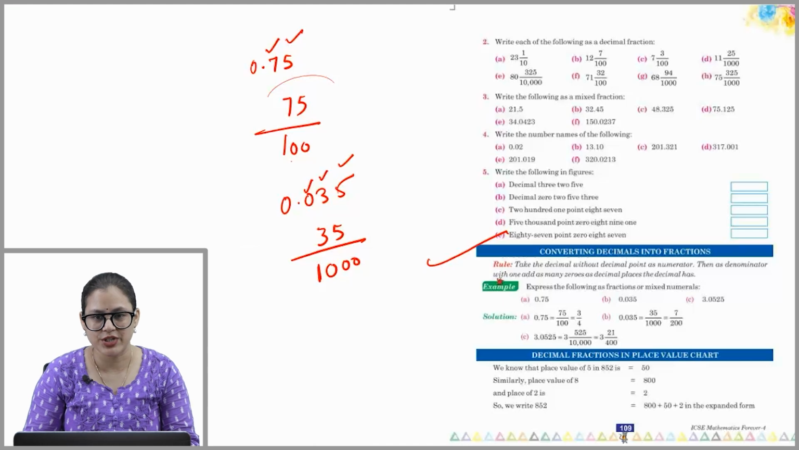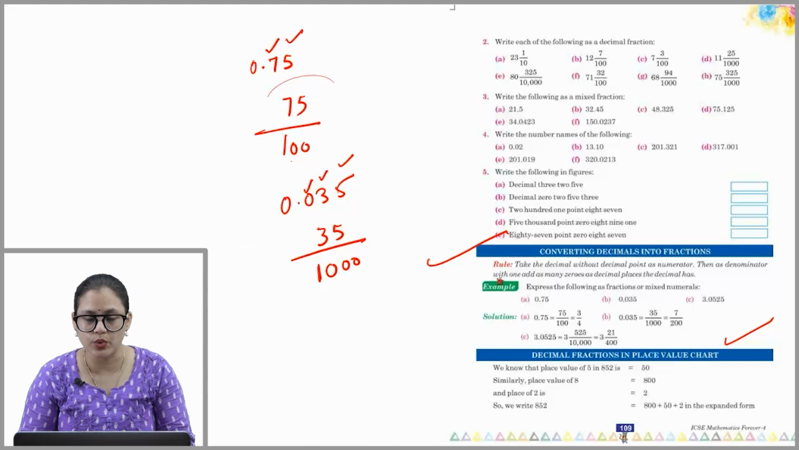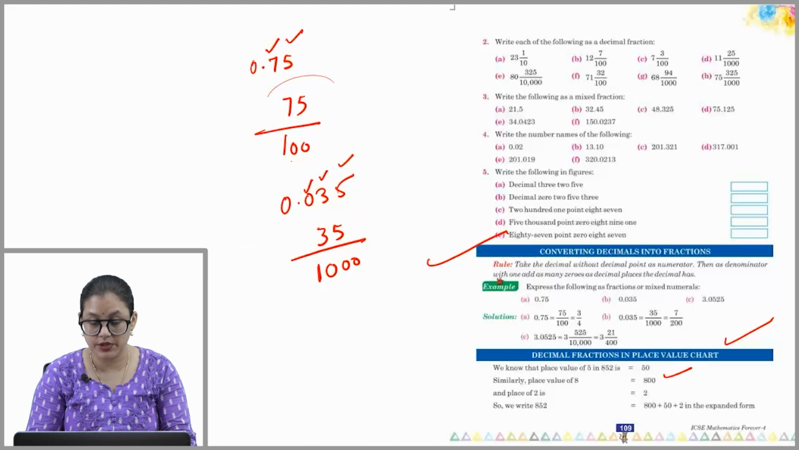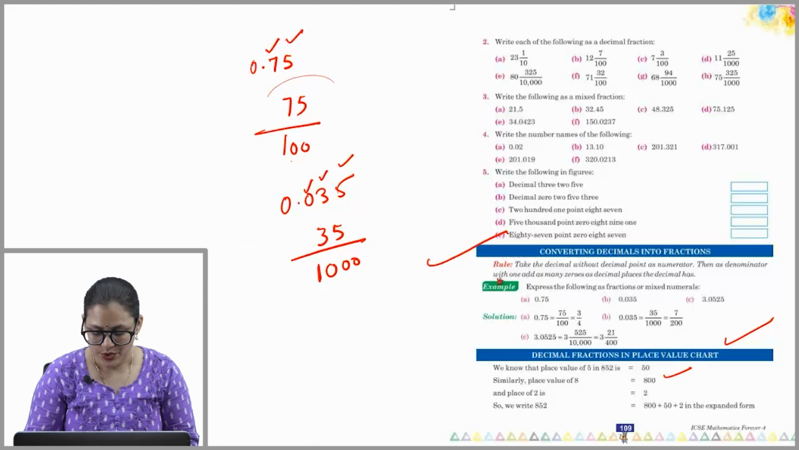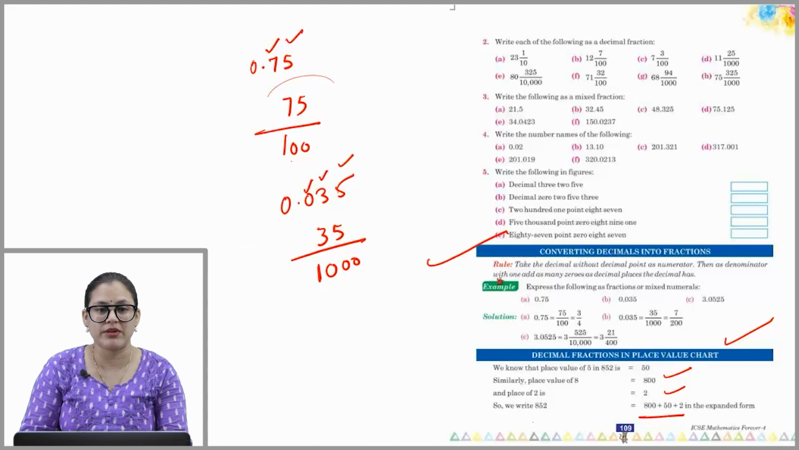Next, decimal fractions in place value chart. We know that the place value of 5 in 852 is 50. You know that very well. Place value of 8 is what? 800, and place value of 2 is 2. So we write 852 as 800 plus 50 plus 2 in the expanded form. Okay.